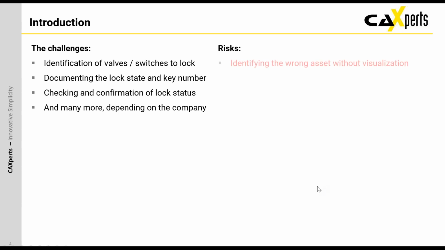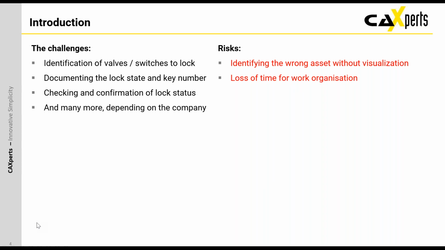So what are the risks here? Well, you could identify the wrong asset without a proper visualization of it and seeing it in the surroundings where it stands. Second challenge, documenting the lock state and key number. What are the risks here? Well, first of all, loss of time for work organization.